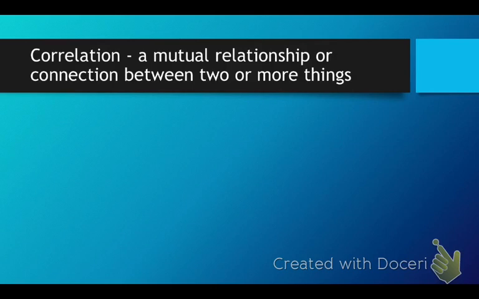Our first vocabulary term is correlation. Again, you can take notes on the computer, or you can take notes on a piece of paper. It doesn't have to be a nice piece of paper. It just needs to be something that I can see and you can turn into the computer for me. So, correlation is a mutual relationship or connection between two or more things. So all of those scatter plots we did yesterday, those were correlations.